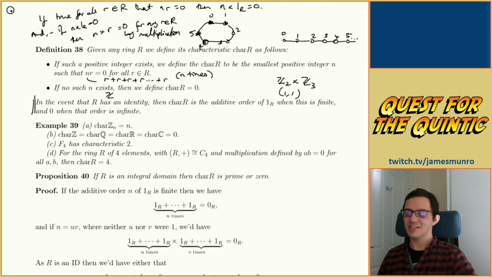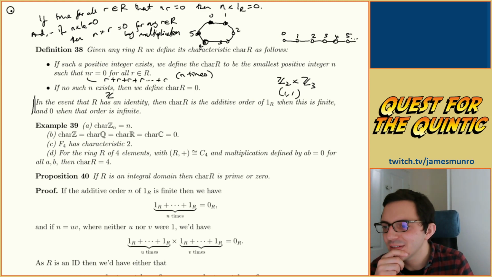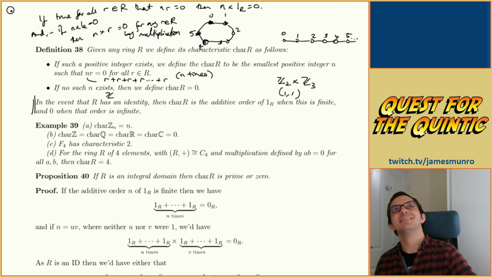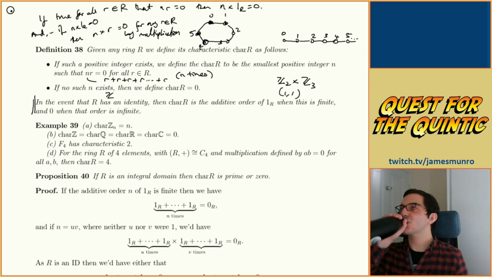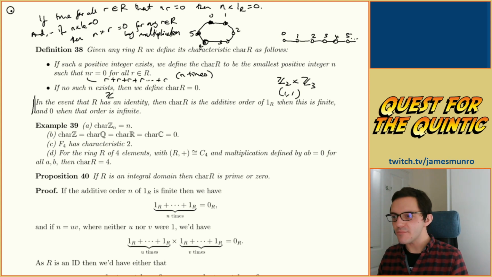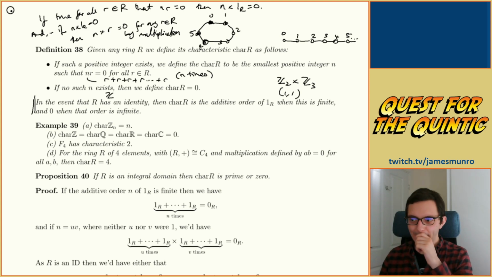When you cross these Zn groups together, do you always get something isomorphic to some other Zn group? I suppose you probably do. Good.